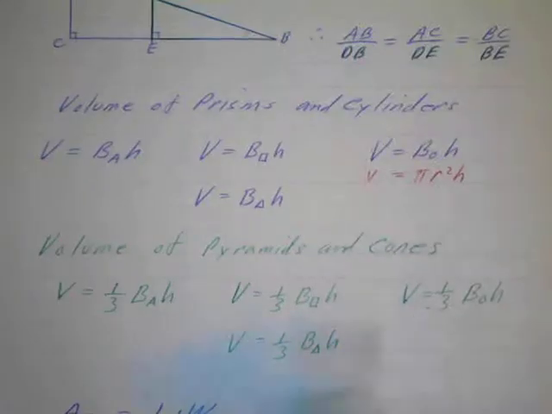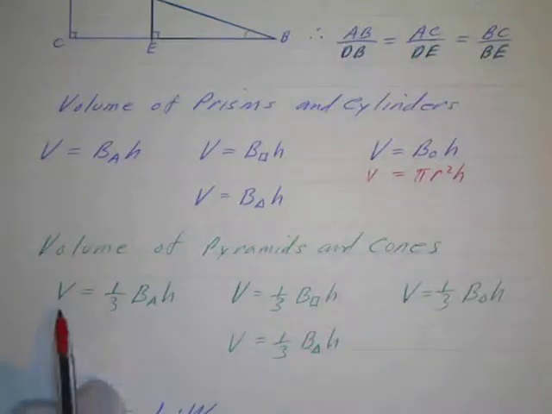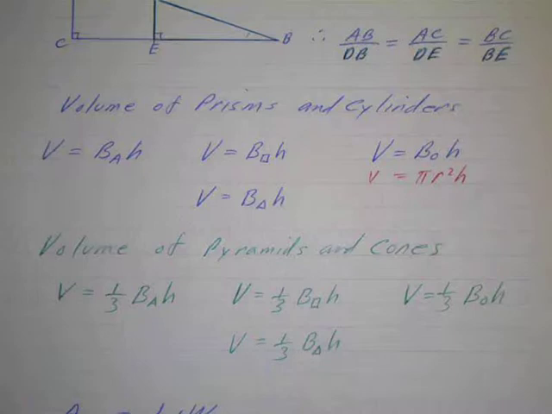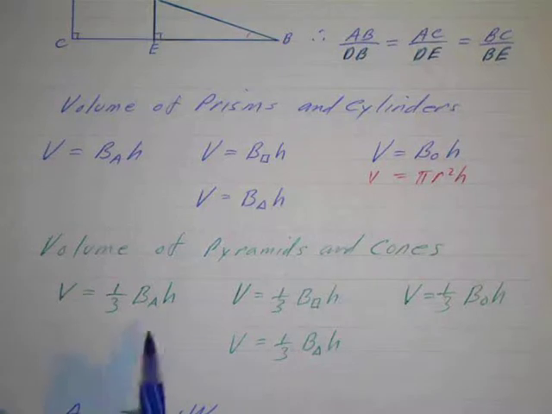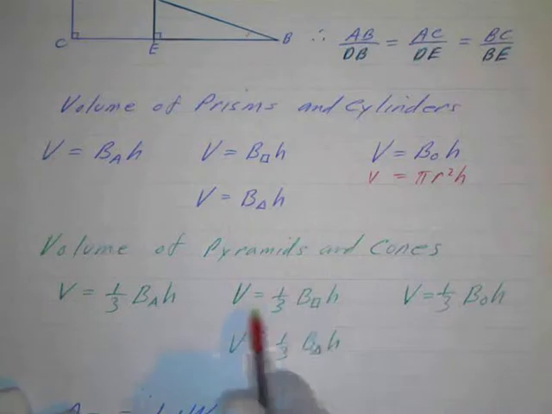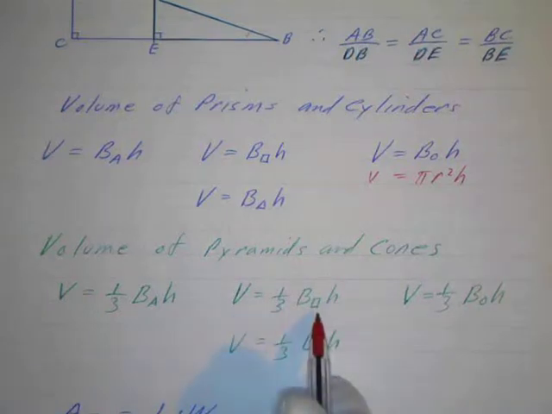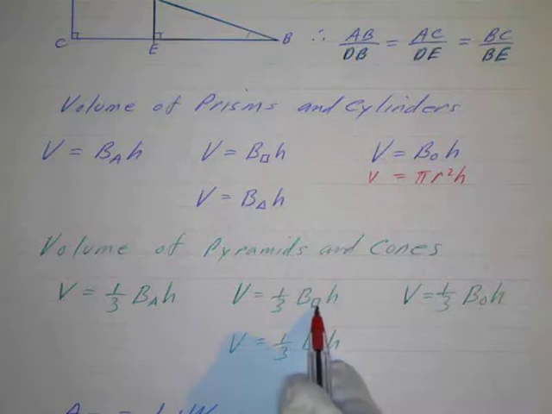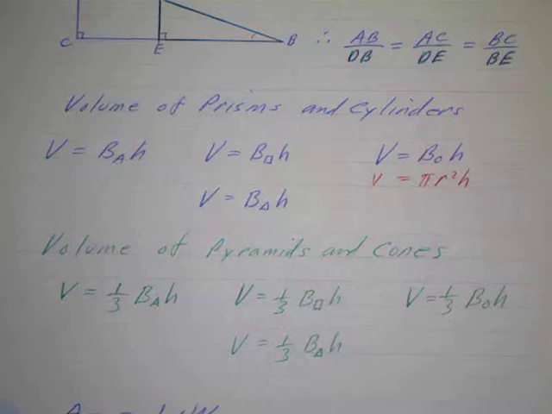And then volumes of pyramids and cones. The volume of a pyramid or cone is always basically 1/3 base area times height. If you think about the Luxor pyramid that they have over in Las Vegas, the base is a square, so the volume would be 1/3 base area times height.